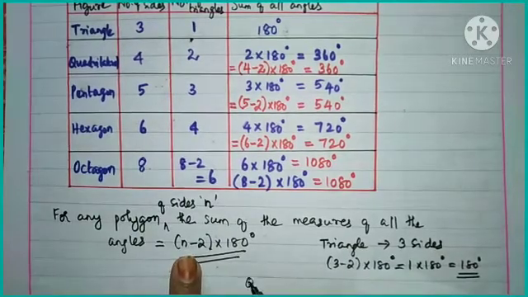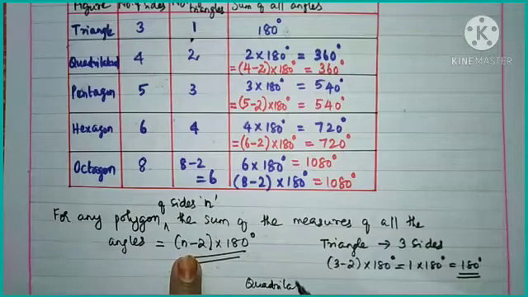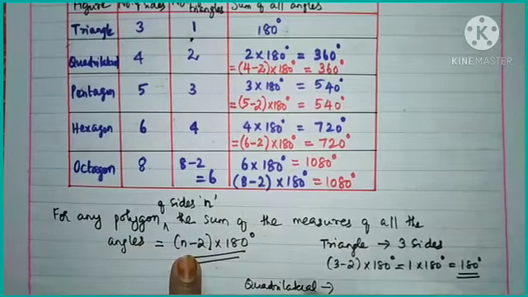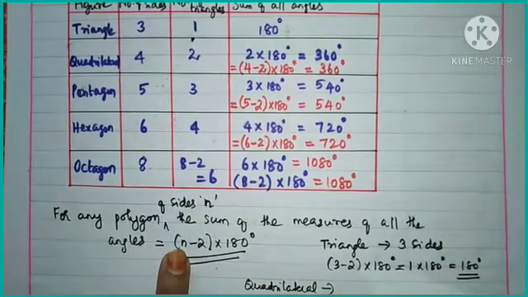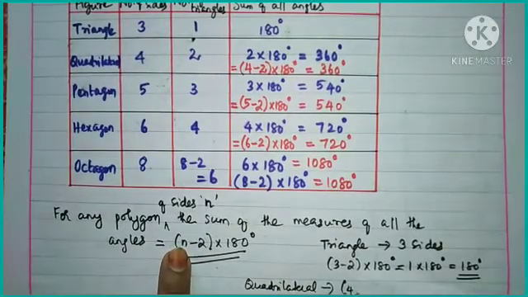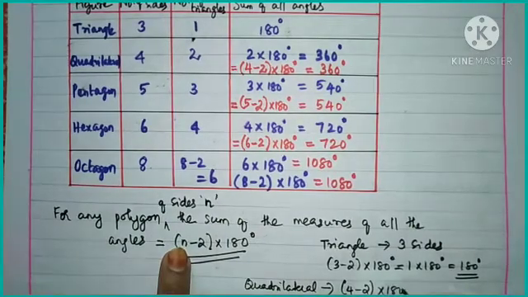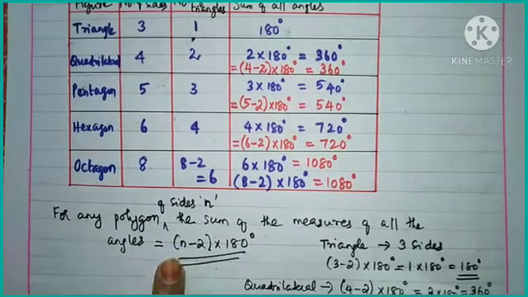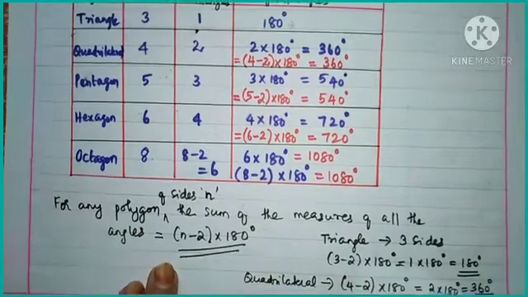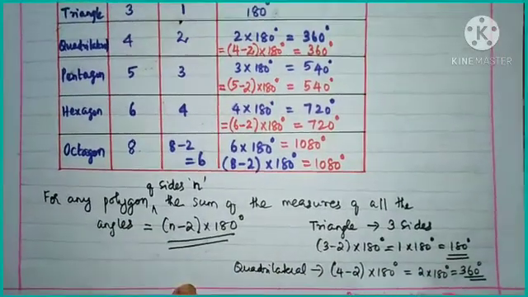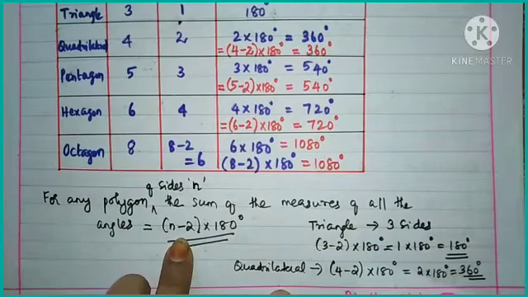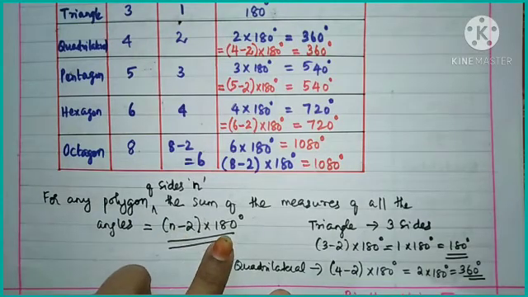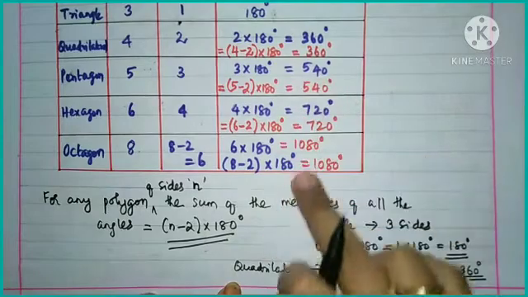Now for a quadrilateral, how many sides do you know? There are 4 sides. So if I use this relation n minus 2, what is the number of sides n? 4. So 4 minus 2 into 180 degrees, that is 2 into 180 degrees, that is equal to 360 degrees. Understand? So for any polygon, whatever is given, you can find the sum of the angles of the polygon using the relation n minus 2 into 180. So hope all of you understood how this relation came.